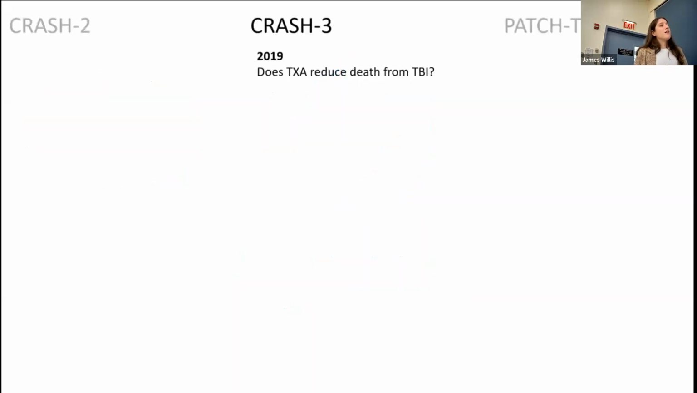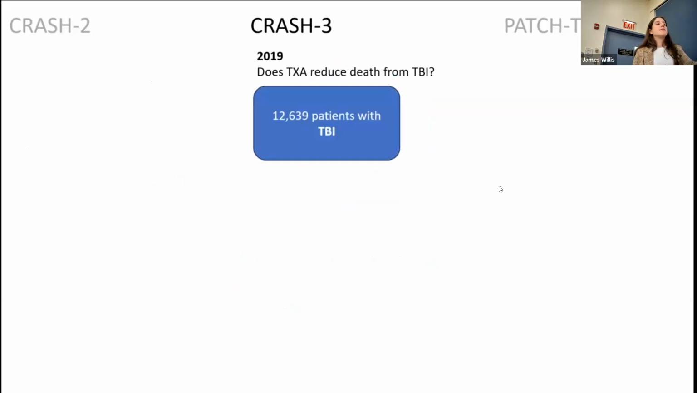And that prompted the initiation of the CRASH-3 trial. CRASH-3 was published in 2019. The most common cause of death, actually, of the patients that were enrolled in CRASH-2 was traumatic brain injury. So with CRASH-3, they did a double-blinded RCT. And they asked the question, does TXA reduce death from traumatic brain injury?